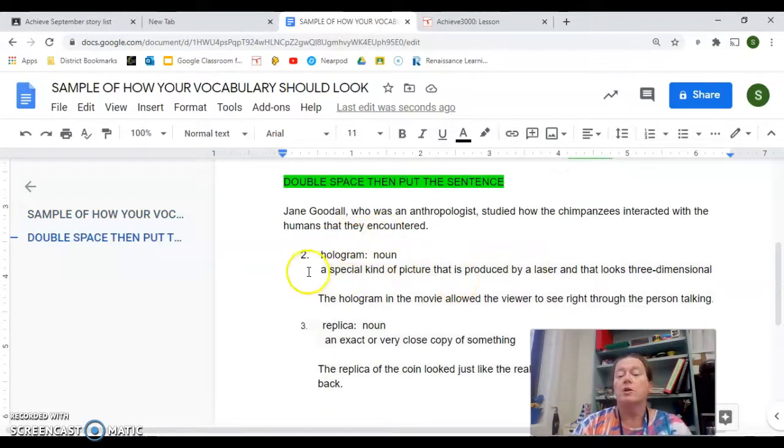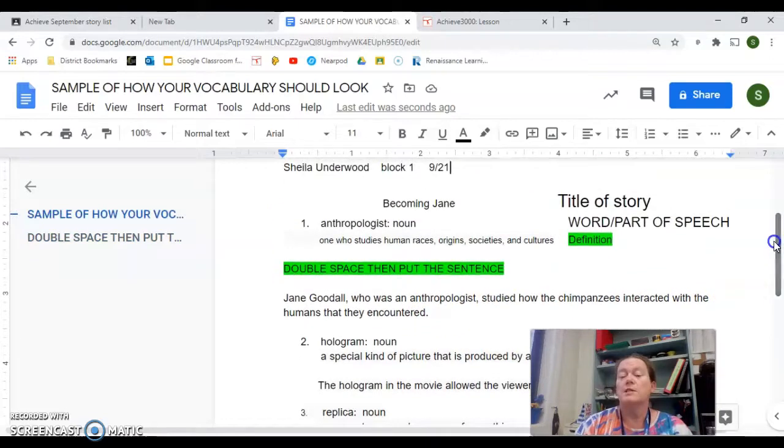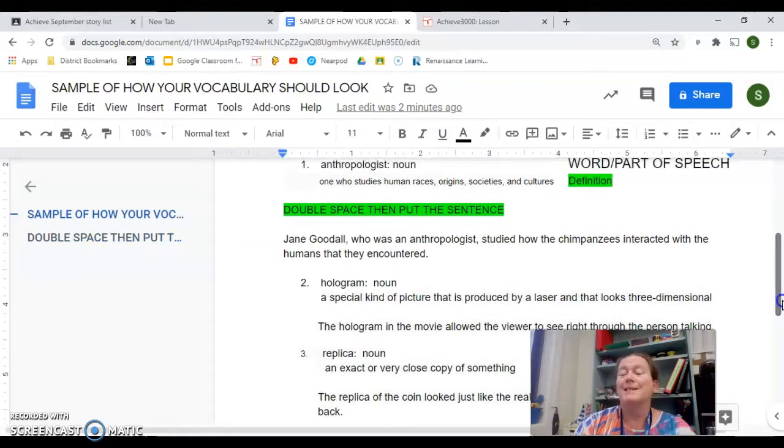Okay? So here's my first word. Here's my first sentence. Jane Goodall, who was an anthropologist, studied how the chimpanzees interacted with the humans they encountered. An anthropologist is somebody who studies not necessarily chimpanzees, but they do study the interactions of other humans. So in this case, it was humans and an animal. Okay? If I didn't know exactly what it meant, I do know that it means that she is studying the behavior of something.